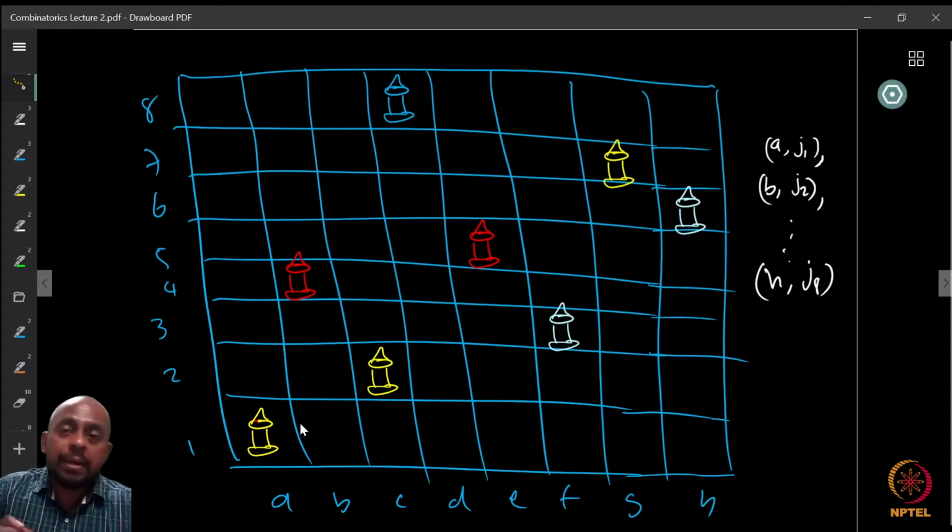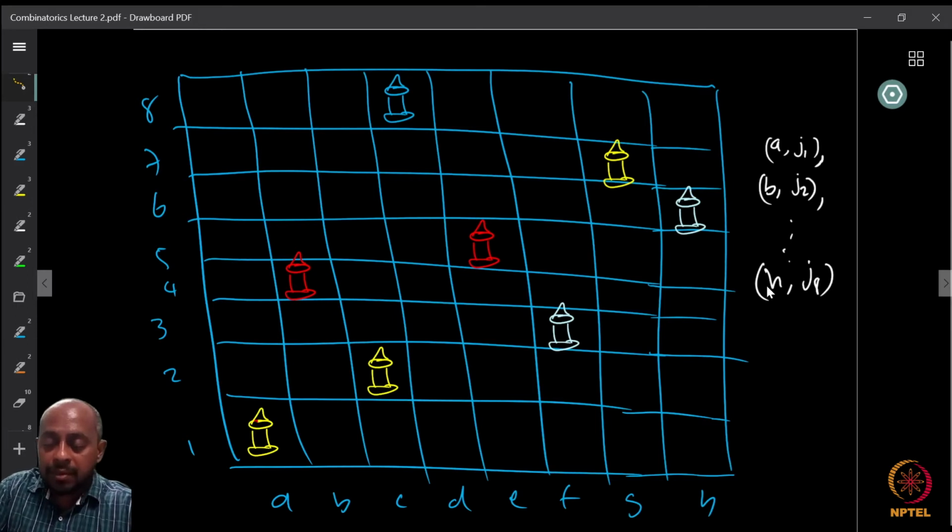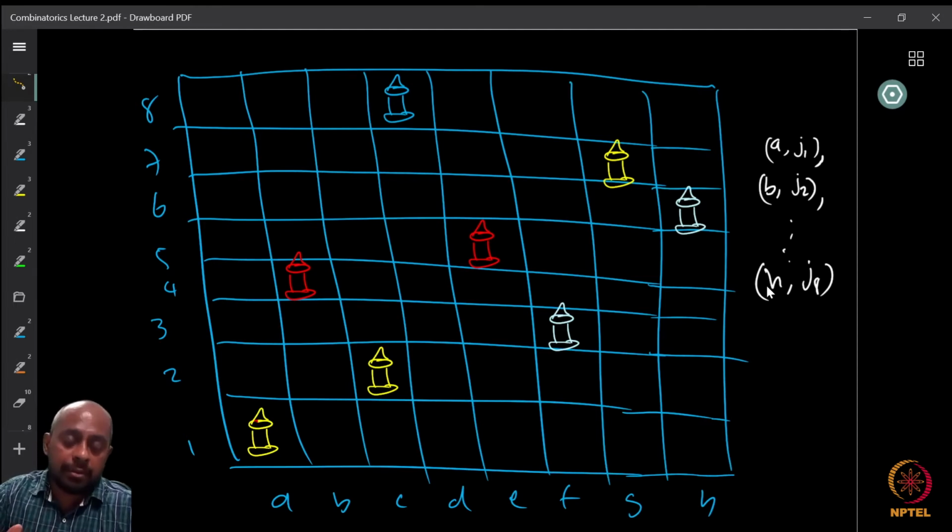I number the things as follows: A, J1. The first rook appears in the first file, the A file, in the J1th position. In the B file it can appear in the J2th position maybe, and in the H file it can appear in the J8th position. Any of the 8 rooks must appear in 8 different files, so there is no choice in that. They cannot appear in the same file. Two of them cannot appear in the same file.